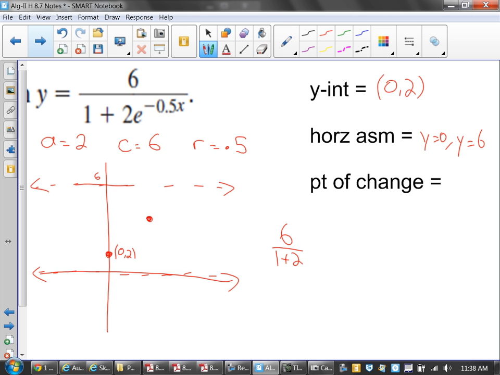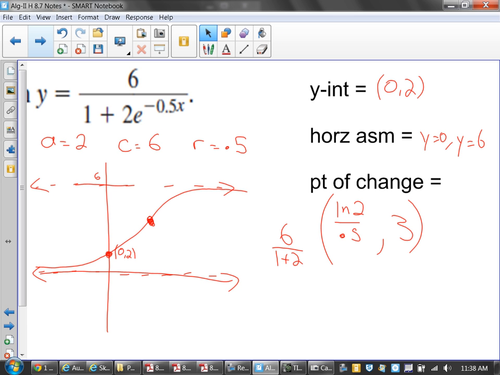And then lastly, that middle point out here, so that our curve can go up and change, this point of change, if you will. We take the natural log of 6, we divide it by our r, that's my x-coordinate, and what's my y-coordinate going to be? Oh, I'm sorry, it was a, which is 2, sorry about that. And what's the y value going to have to be? 3. The y value has to be 3. Again, do you really need a calculator to plot that point?